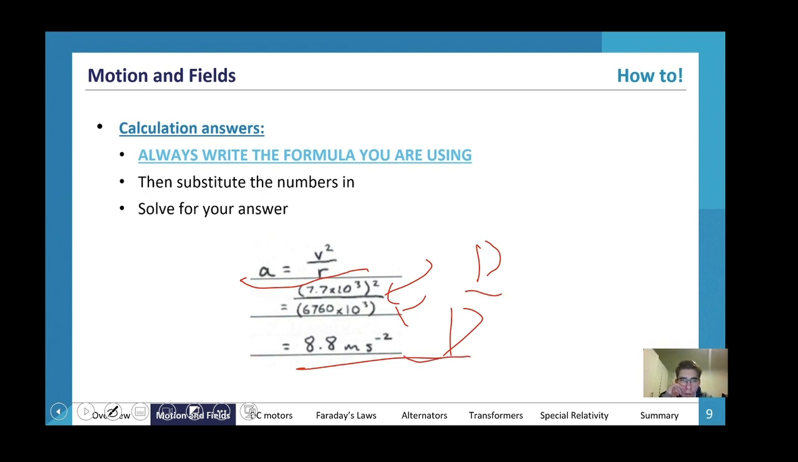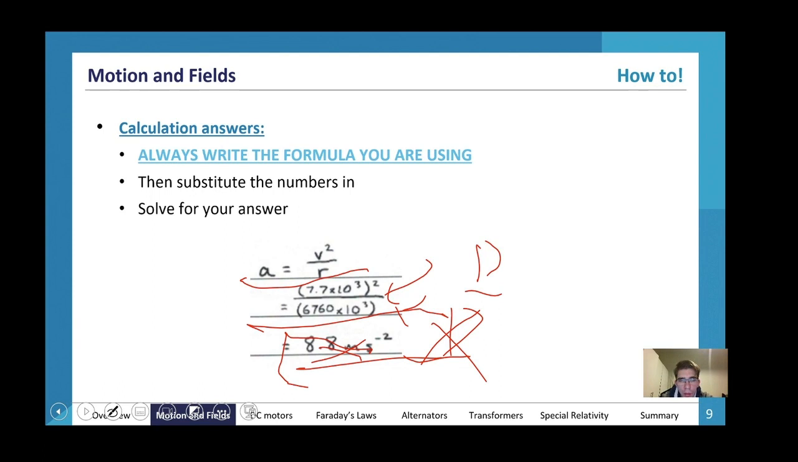Or if you get something wrong, you will only get a mark for the answer and no marks for the substitution. But if you get the answer wrong, obviously you won't get the final mark because you don't have the correct final value, but you have the correct substitution.